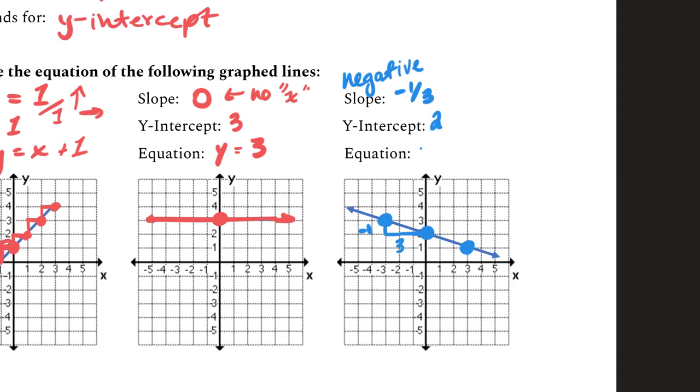All right, so let's write the equation. Y equals, always y equals with slope-intercept form. Then we do our slope, negative 1 over 3. Put our x, and our y-intercept is 2. So it's positive 2, so I put plus 2. And there we go.